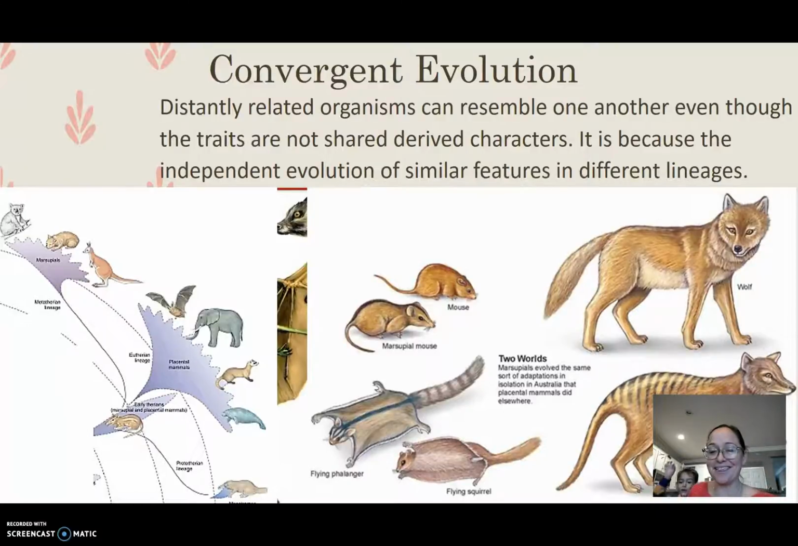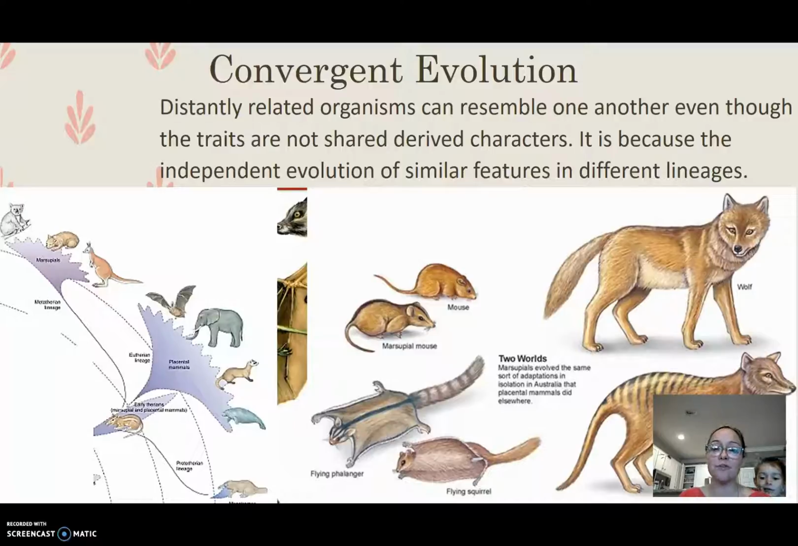With the flying phalanger and the flying squirrel, same thing, they glide from treetops. So by living in similar habitats, natural selection has favored this extra flap of skin that increases the organism's fitness in that environment. So it's selected for.